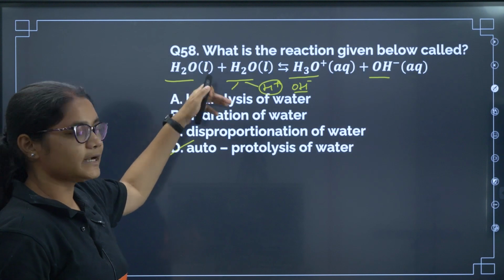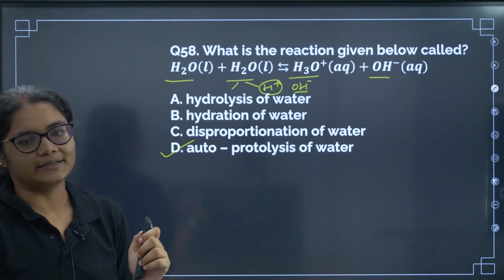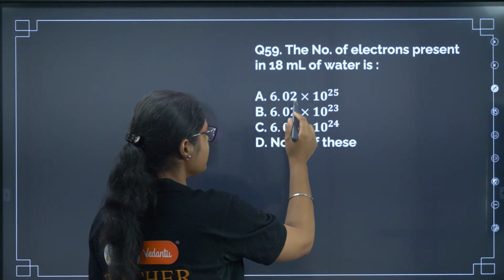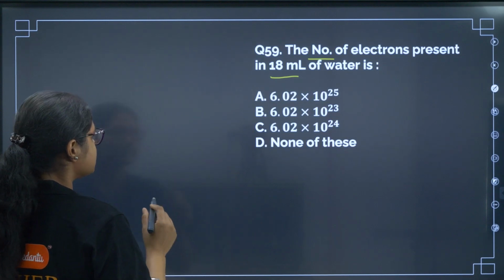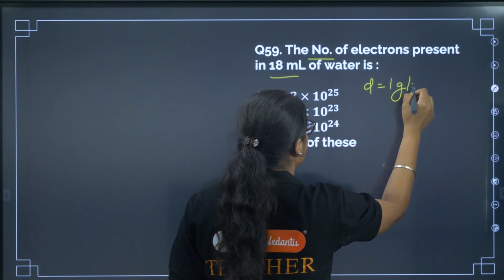So the water is getting protonated by another water molecule. So that is why it is autoprotolysis. Okay, next question. Number of electrons present in 18 ml of water. For this question, one thing you should know is density of water is 1 gram per ml.